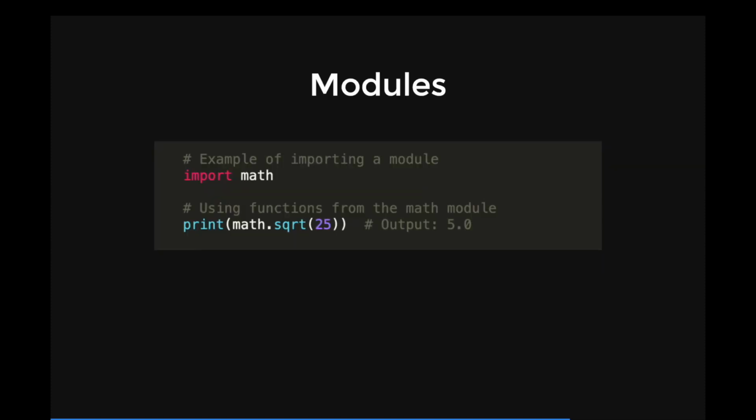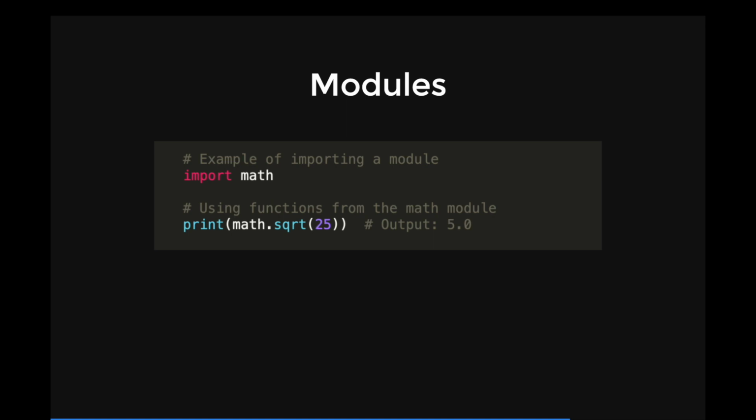So first, modules. A module is a Python file containing Python code. It can define variables, functions, classes, and other objects that can be used in other Python files. You can import modules in your Python scripts using the import statement. If you see here, an example of importing a module, where I'm saying import math. In this example, we are importing the math module, which provides various mathematical functions. We then use the sqrt function provided by the math module to calculate the square root of 25 in the print function over there.